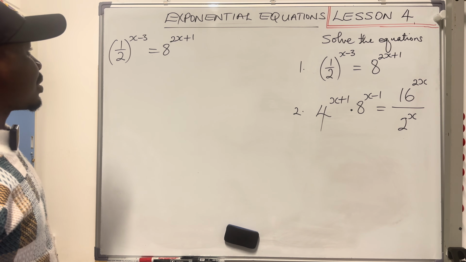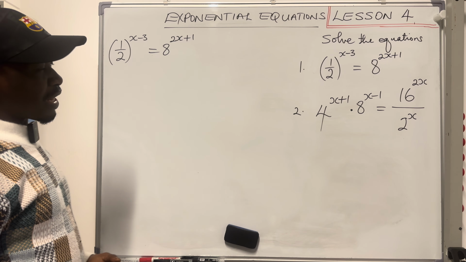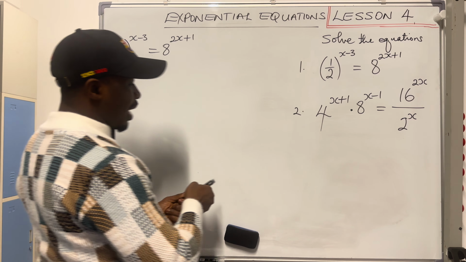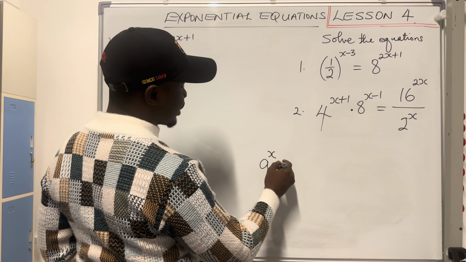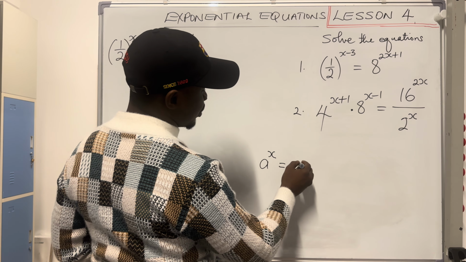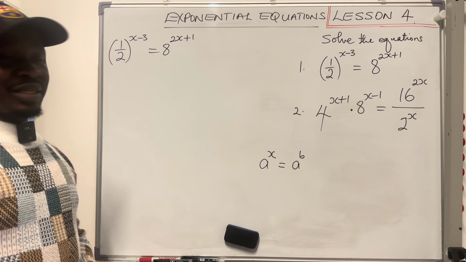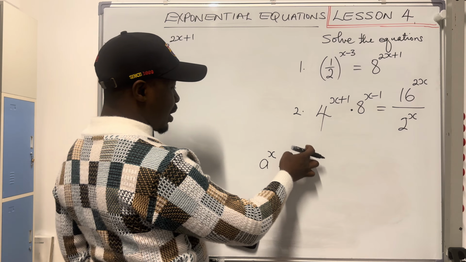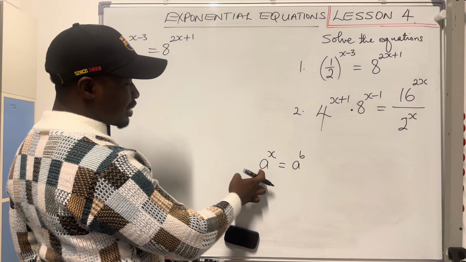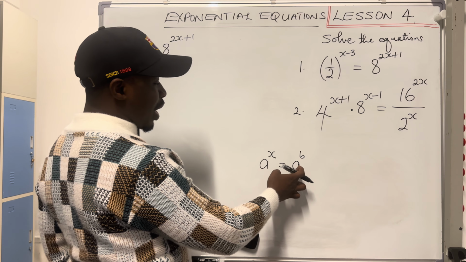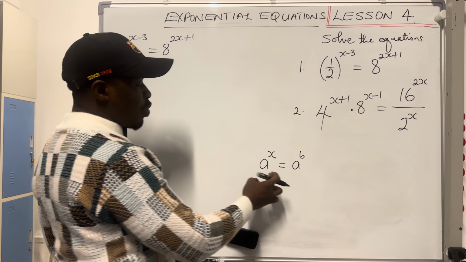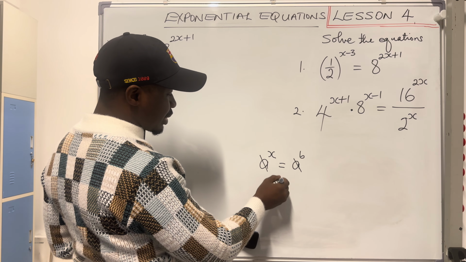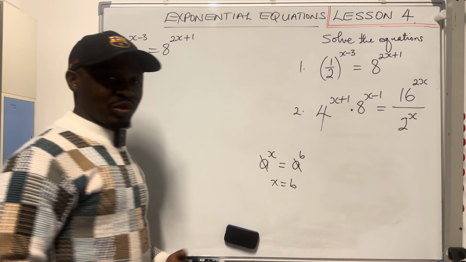An exponential equation. The aim of solving an exponential equation is that we simplify both sides until we are able to have something like a to the x equal to a to the b. So once we have one base with a power equal to another base, again with a power, and the bases are the same, we can forget about them and deduce that x is equal to b. This is always our aim.